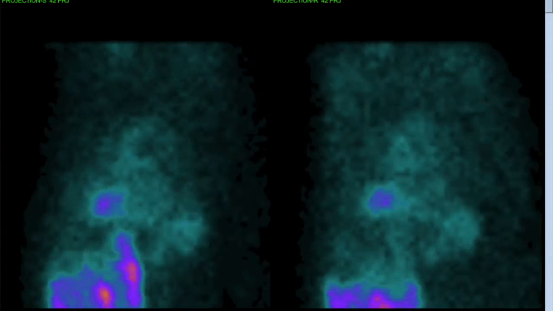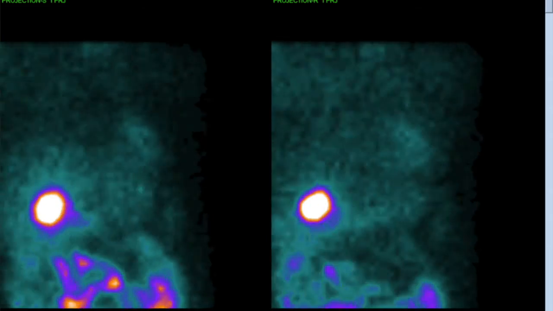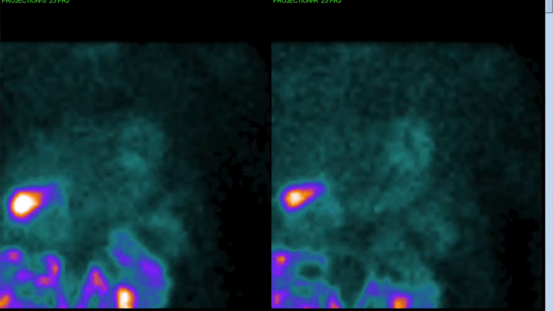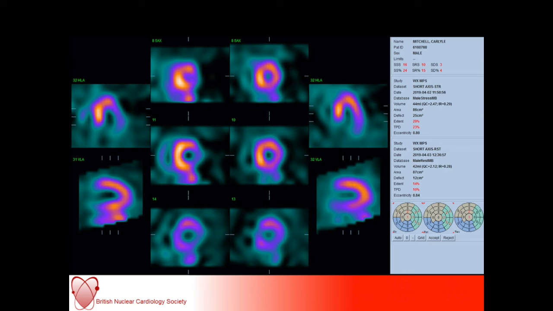We look for motion, we look for lung uptake, we look for uptake adjacent to the heart in the liver or in the stomach. This is the slice reorientated data, and it shows on the stress images that actually the gut uptake is overlapping with the inferior wall, less so on the rest images on the right hand side of the panel. But I think immediately you can appreciate that there's a problem in the lateral wall of the heart.